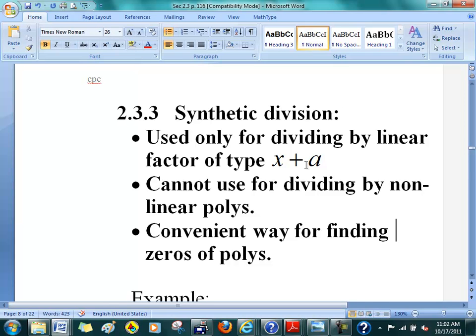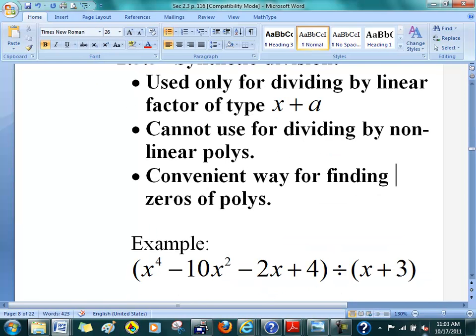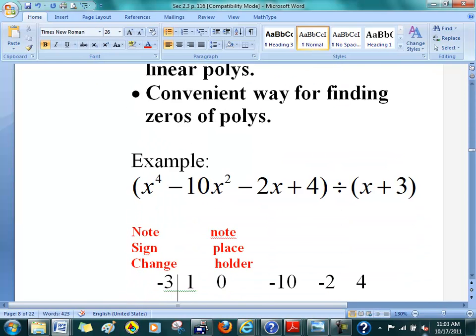And one of the important things that we are doing in this whole chapter is finding zeros of a polynomial. That's the major goal in pretty much this entire chapter. And so we're going to learn several different tricks of how to find zeros of a polynomial. And in order to be able to do that, we've got to know how to do synthetic division. So here's an example of how we do synthetic division.